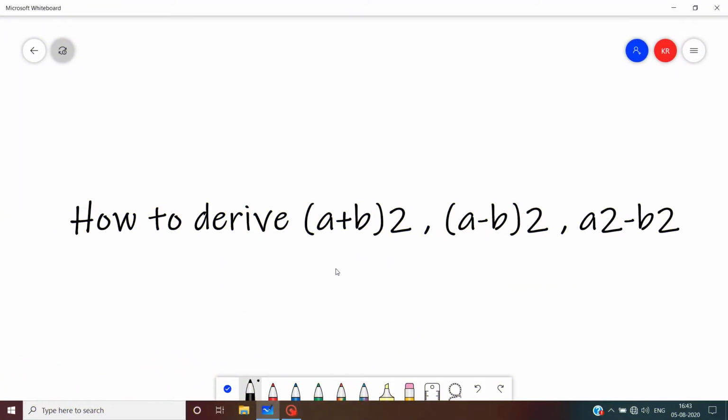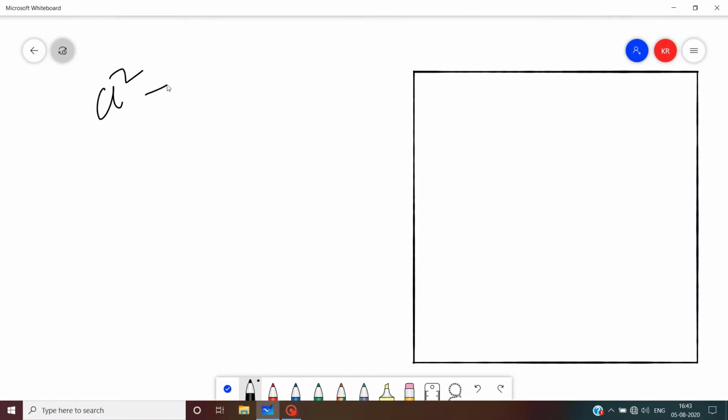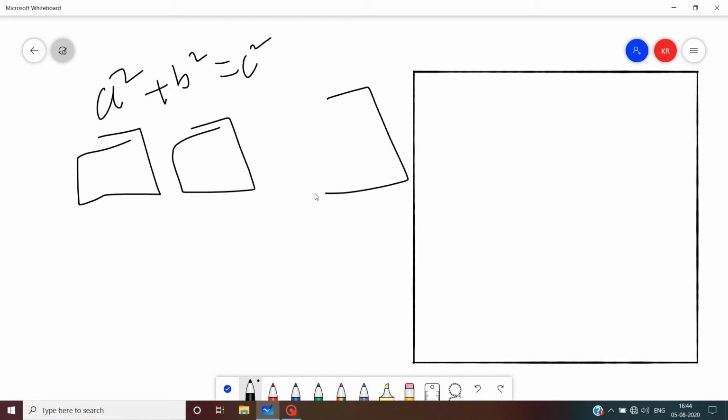I am here to discuss the derivations of (a + b) whole square, (a - b) whole square, and a square minus b square. In the last session, we discussed the Pythagoras theorem, a square plus b square equals c square. We have read that the addition of two different square areas gives rise to another area. So what it means is, a square represents the area of a square with side length a, b square represents the area of a square with side length b, and c square represents the area of a square with side length c.